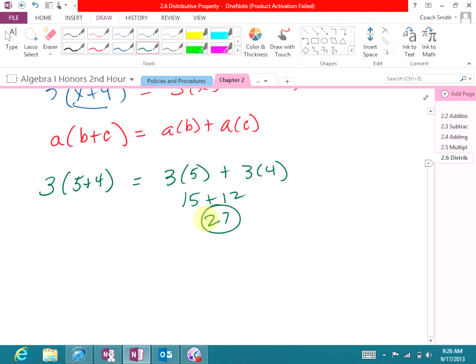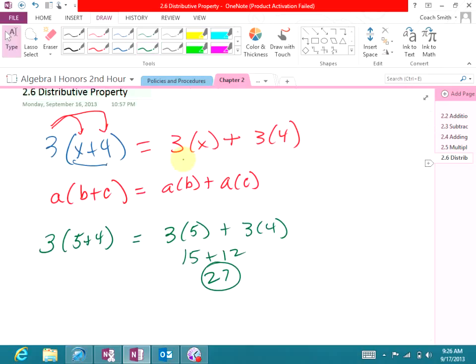Now, obviously right here, the final one of that is 3x plus 12. That's simplified. That's as simple as you can get. You cannot put together 3x plus 12. You can't say that's 15x. You can't do that on that problem because they're not the same terms. Okay, so let's look at another example.